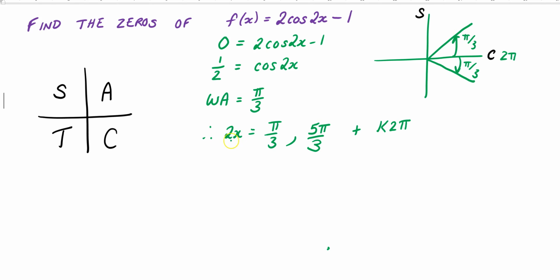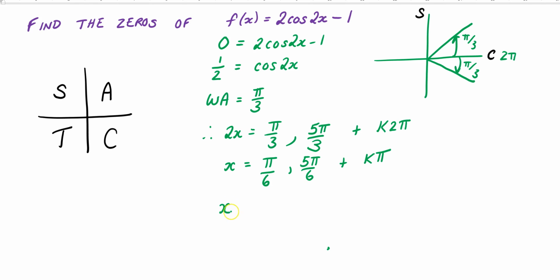Now, I don't want 2x, I just want x. To get rid of that times 2, I'm going to divide everything through by 2. So I get pi over 6, because 1/3 divided by 2 is 1/6. That will be 5 pi on 6. And this time now, the period is going to be only pi, because 2 divided by 2 cancels out, so it's k lots of pi.